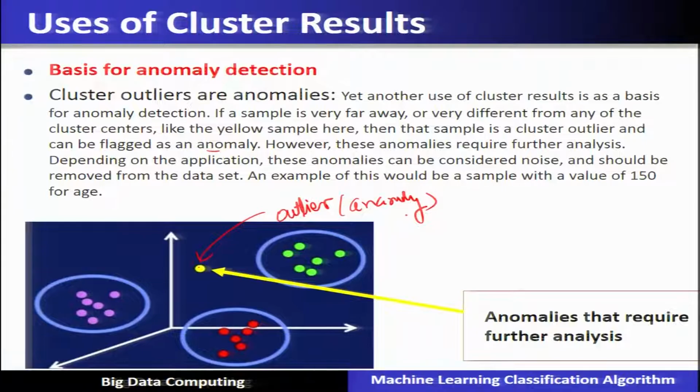However, these anomalies require further analysis. Depending on the application, these anomalies can be considered noise and should be removed from the data set. An example of this would be a sample with a value of 150 for the age. After doing this analysis and the anomaly detection, the quality of data will be improved, and hence the accuracy of the predictions will further increase in the machine learning context of analytics.